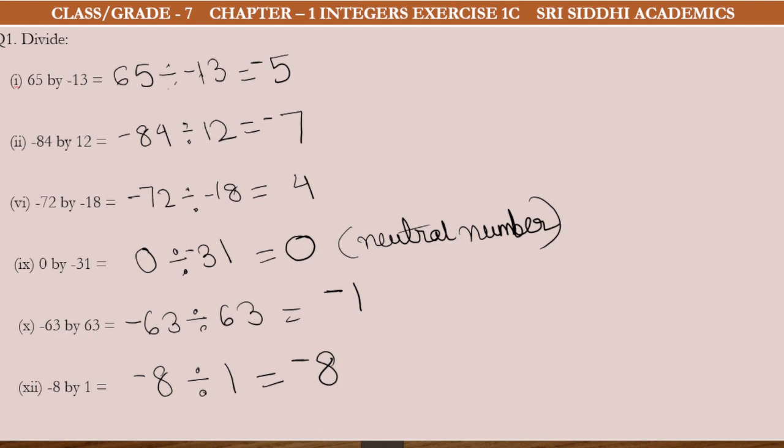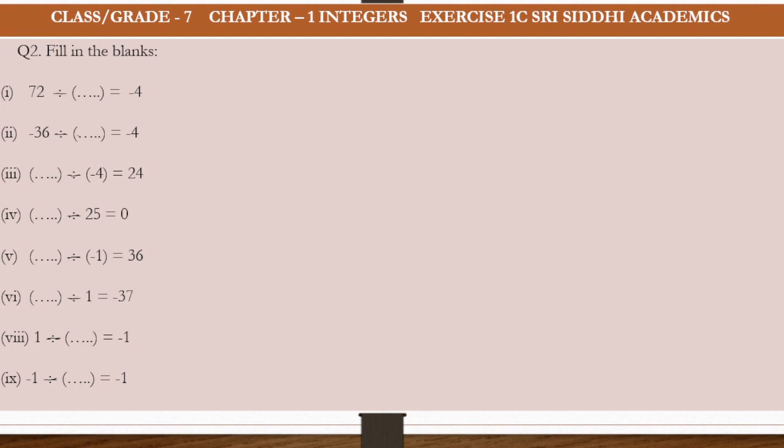Okay, let's move to solve the questions from exercise 1C, question 2. Question number 2 is fill in the blanks. Bit 1 is 72 divided by what is equal to minus 4. Now 4 into what is equal to 72? That is 18, right? 4 into 18 is 72. But answer is negative in its sign. It's a negative integer, and 72 is positive here. Dividend is positive. So definitely this 18, this quotient that we are going to write, is a negative integer. So it is minus 18.